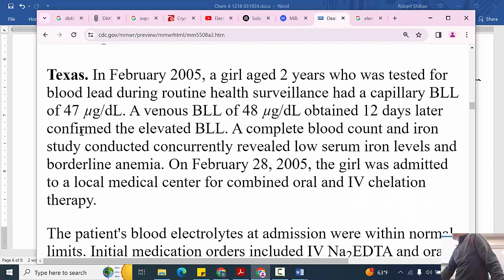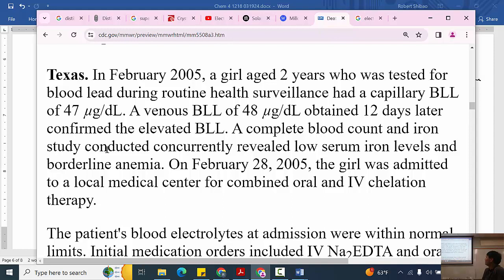So let's take a look at some case reports. In Texas, in February 2005, a girl aged 2 years who was tested for blood lead during routine health surveillance had a capillary blood lead level, BLL, of 47 micrograms per deciliter. A venous BLL of 48 micrograms per deciliter obtained 12 days later confirmed the elevated blood lead levels. A complete blood count and iron study conducted concurrently revealed low serum iron levels and borderline anemia.